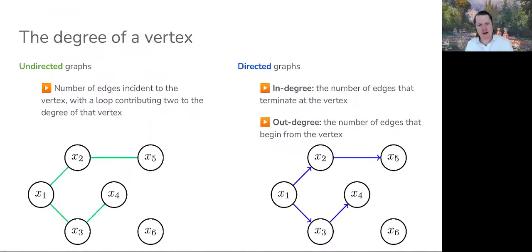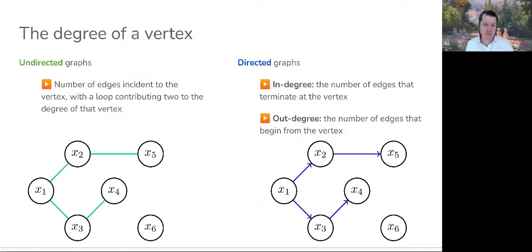Now, another kind of important property that might be of some benefit later on is going to be the degree of a vertex. This is going to have a definition depending on the sort of graph that you're working with. In an undirected graph, the degree of a vertex is going to be the number of edges incident to the vertex, with a loop contributing to the degree of that vertex. So if we look at x2, the degree of x2 would be, well, how many edges are incident to it? 1 and 2. So it will have a degree of 2.